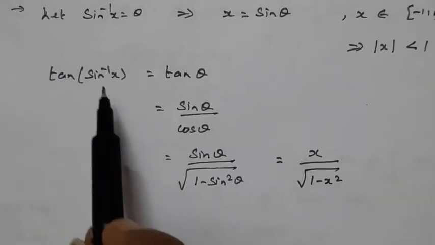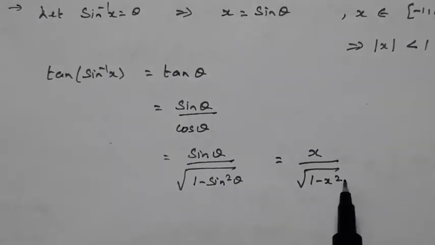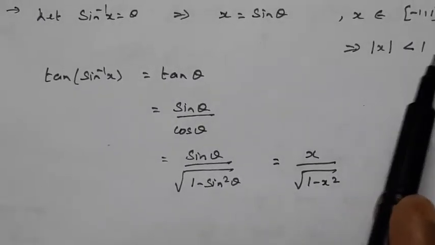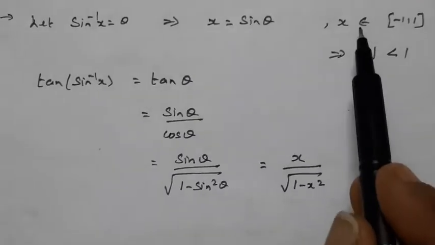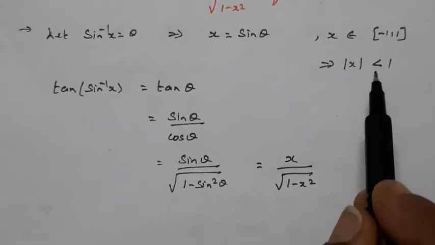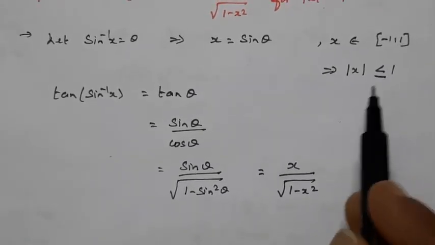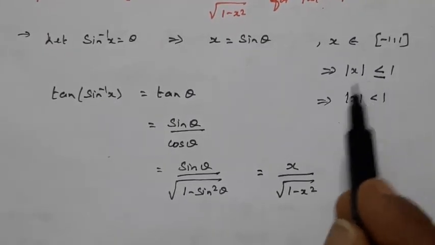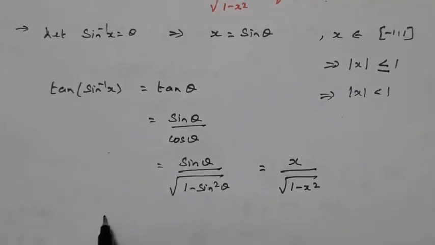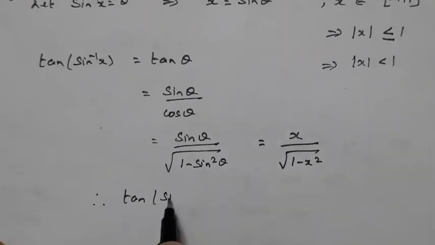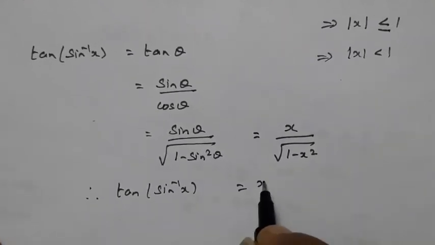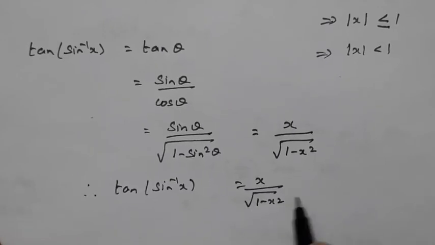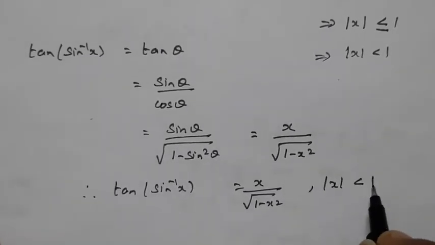Therefore, tan of sin inverse of x is equal to x by root of 1 minus x squared provided modulus of x is less than 1. Here x belongs to the closed interval minus 1 comma 1, implies modulus of x is less than or equal to 1, which in turn we can take as modulus of x less than 1. Okay, the required condition, right? So, therefore, tan of sin inverse of x is equal to x divided by root of 1 minus x squared provided modulus of x is less than 1.